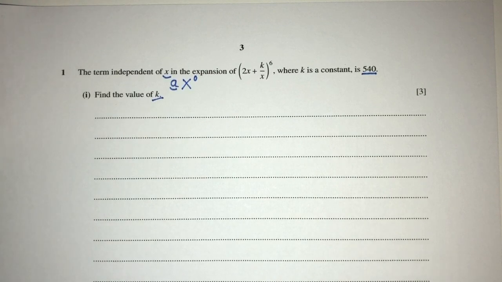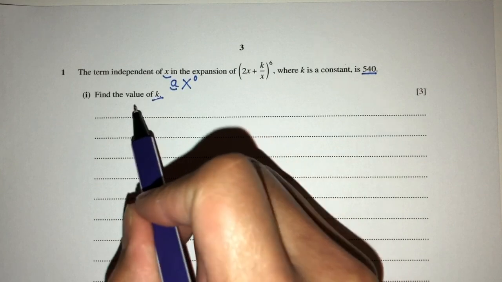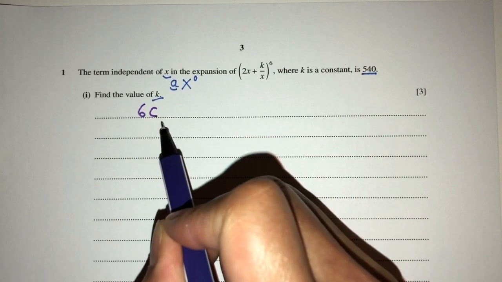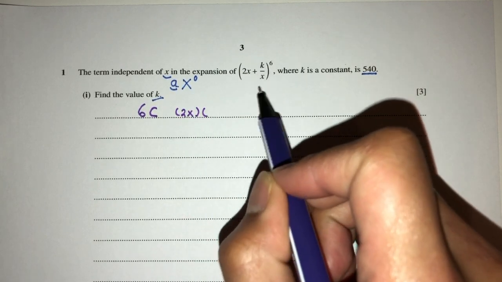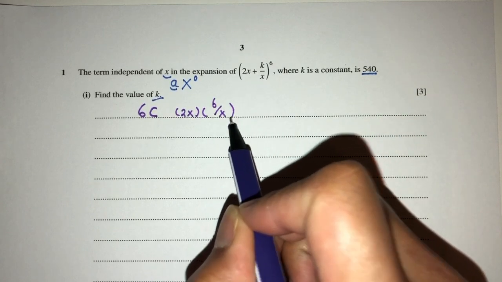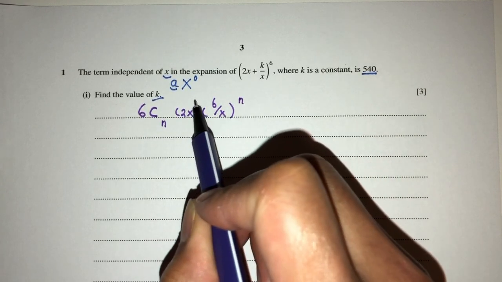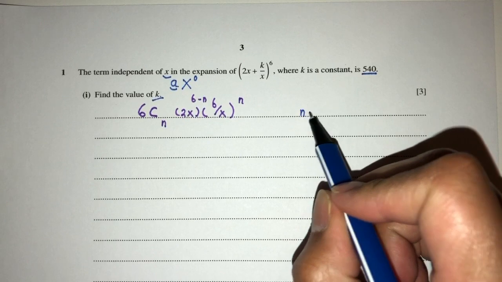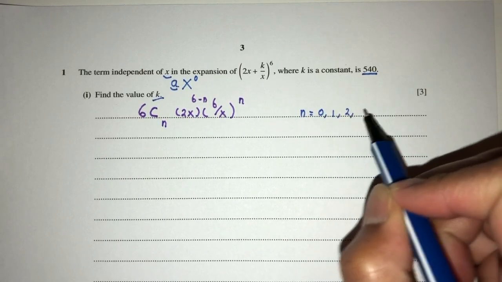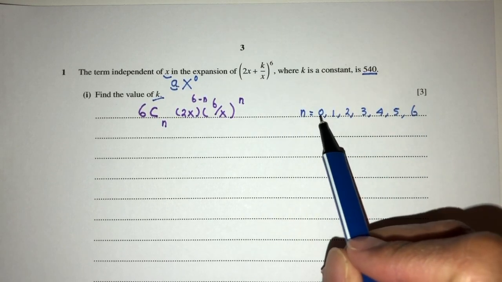So step by step, how can we proceed? First we have to assume, how can we expand this? The way we expand this is by first taking 6 to the power combination, and then we take the value here, which is 2x, and then the value here, which is 6 over x. Now, we have to choose a number here, let's say n. This also will be n, and this will be 6 minus n. So n can be the value of 0, 1, 2, 3, 4, 5, and 6. Because here we have 6, we start from 0 till 6.